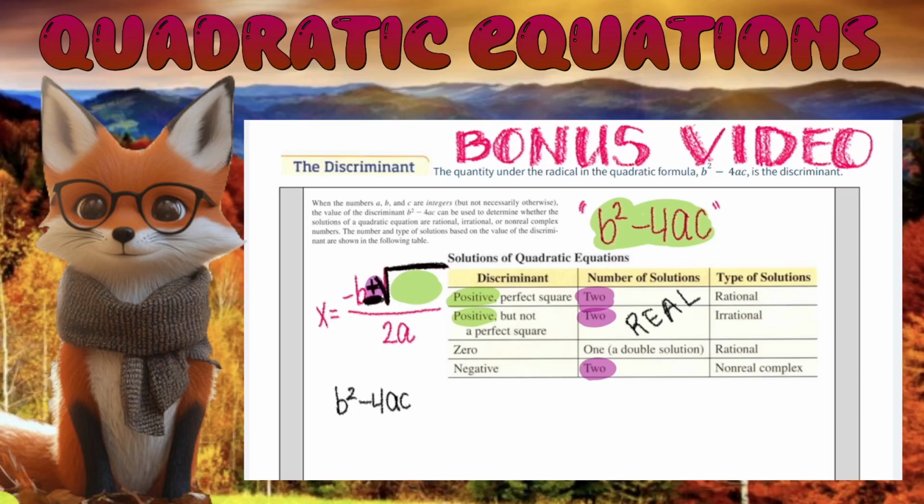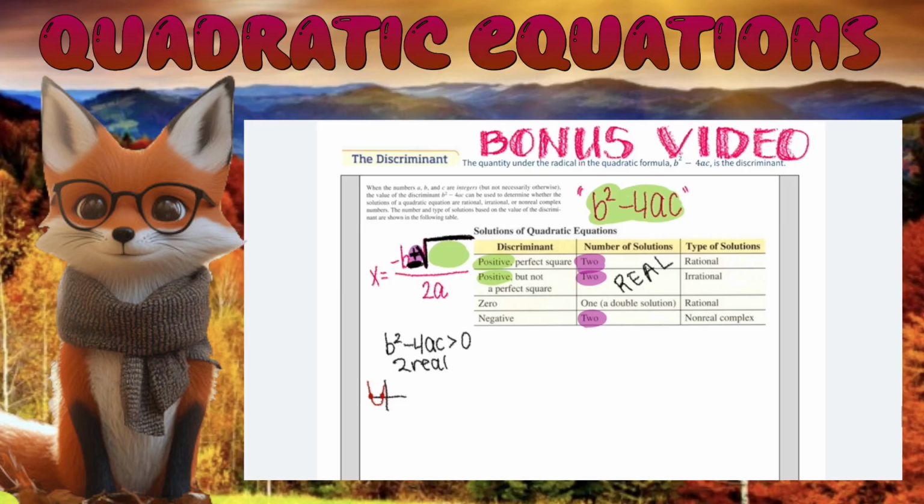B squared minus 4ac, if it's positive, which is greater than 0, you'll have two real solutions. And graphically, that means that your graph is a parabola and it's going to cross the x-axis twice, something like that or something like that, right? So basically, it's going to have a parabola crossing the x-axis two times, two real solutions, irrational or rational. Either way.